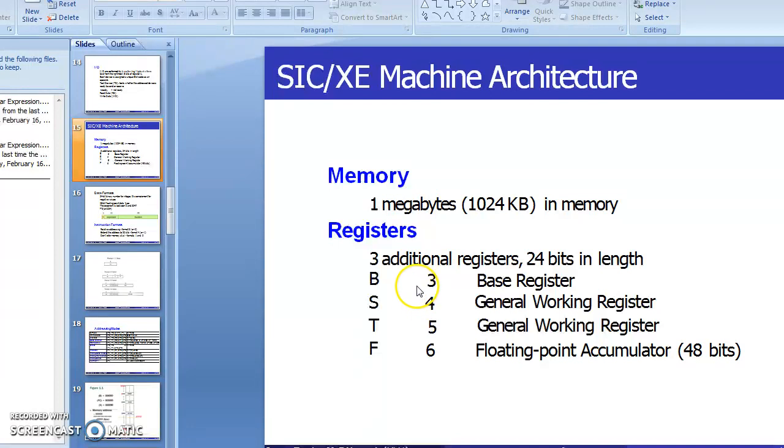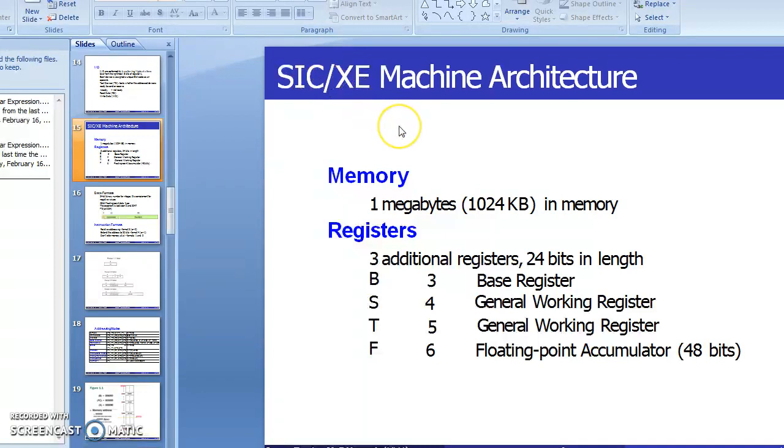Now I will give a brief intro about the SIC first. What is SIC? Simplified Instructional Computer. This computer is the basic machine architecture using system software. This kind of architecture will be implemented in future. There are two other architectures, the basic and the XE.